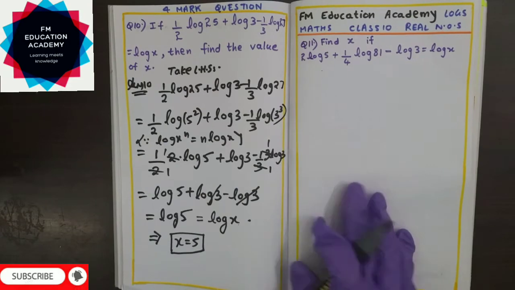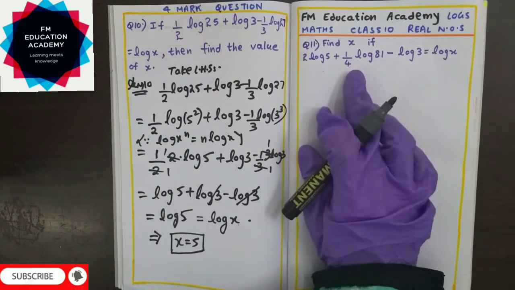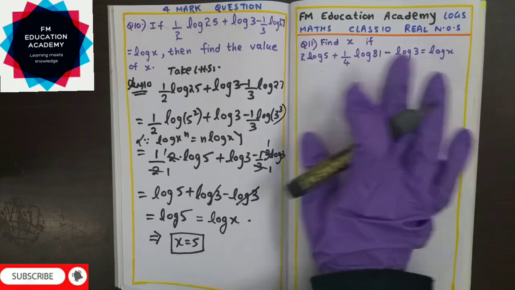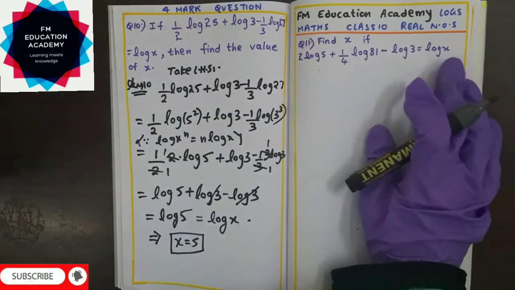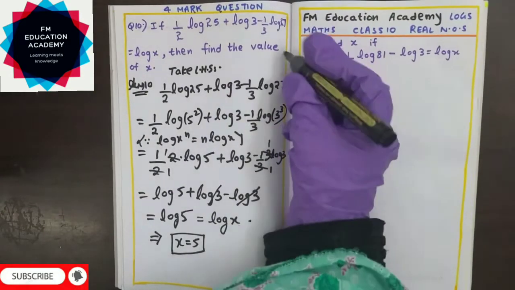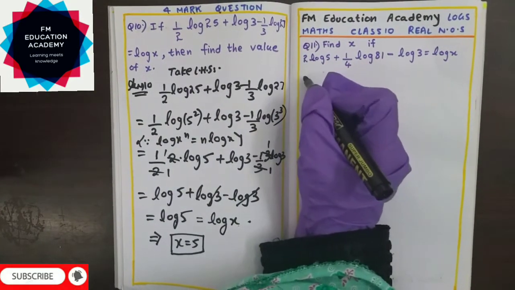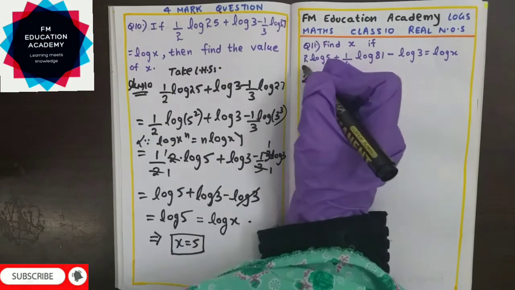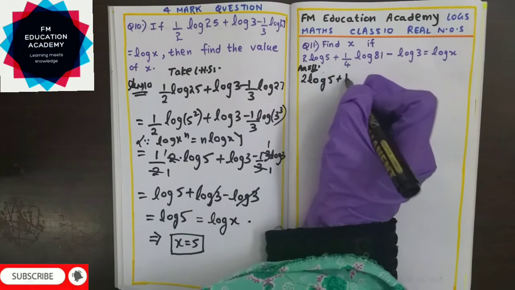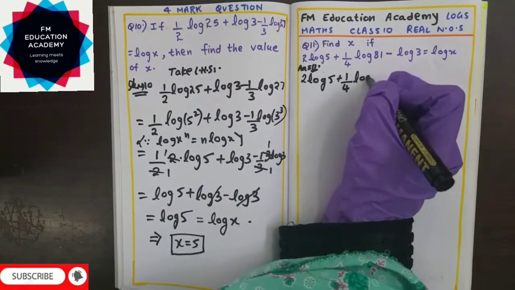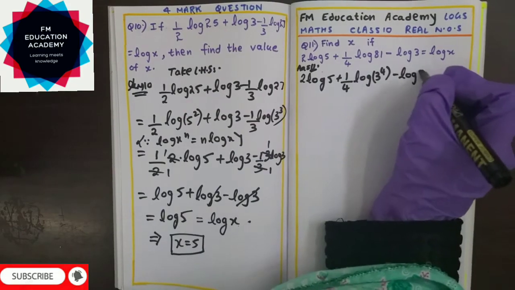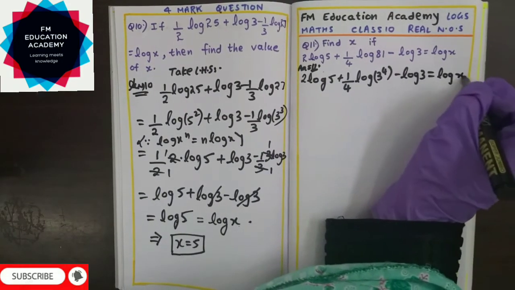The next question is, find x if 2 log 5 plus 1 by 4 log 81 minus log 3 is equal to log x. This is also the same type of question. If you observe, you have to find out the value of x, and LHS and RHS is given to us. So again what we will do is, we'll write whatever is given, that is 2 log 5 plus 1 by 4 as it is. 81 we know, from that time we were calculating, it is 3 power 4 minus log 3 is equal to log x. This is given to us.